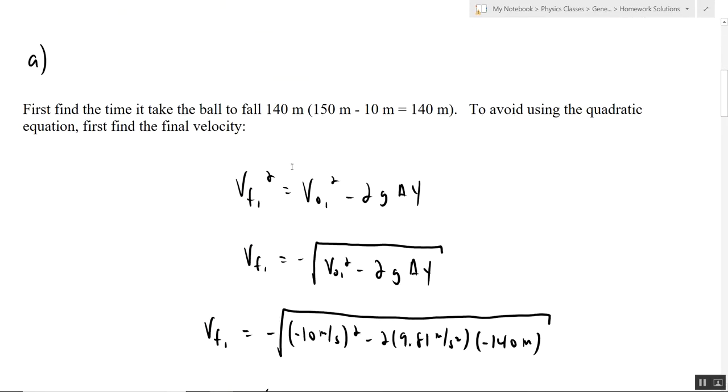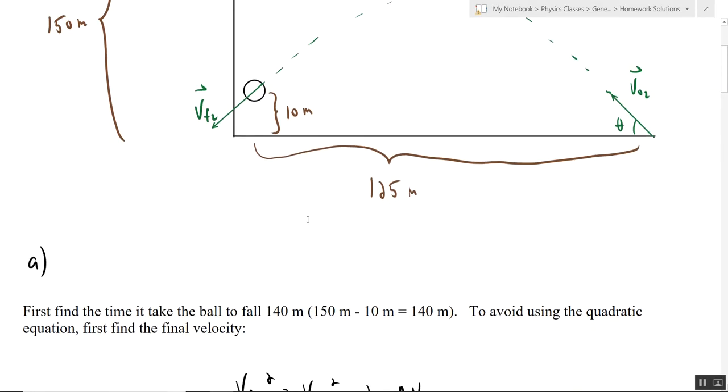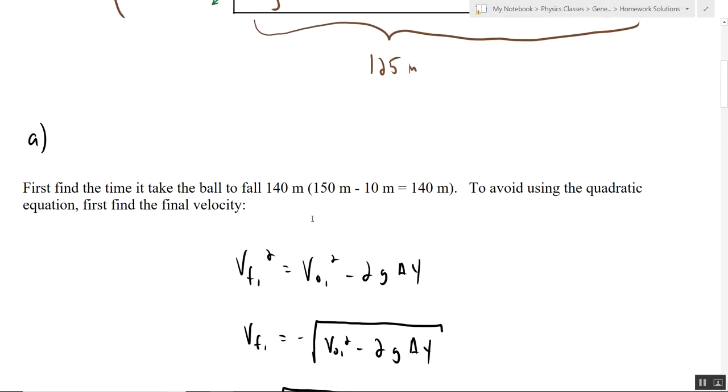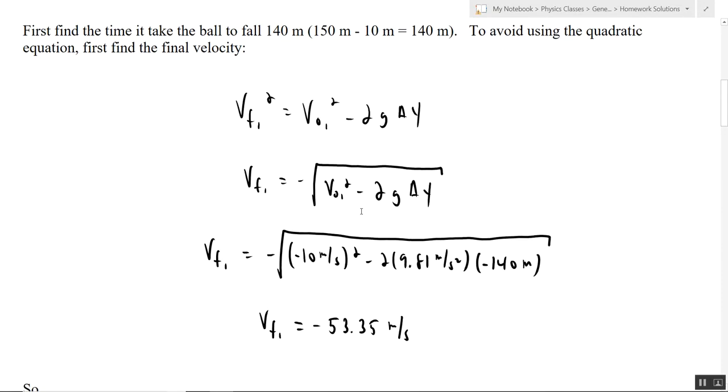So this is just a free fall problem. The delta y, since it has to go 10 meters above the ground, it goes 140 meters down, because it's 150 meters minus 10 gives you 140 meters, minus 140 because you're going down. It's just a free fall problem too. It's what was on test 1. So this is ball 1. I call this object 1. So you have vf1 squared is equal to v01 squared minus 2g delta y. This is just a free fall equation. And then I solve this equation for vf1, which is the final velocity. It's negative because it's going down.